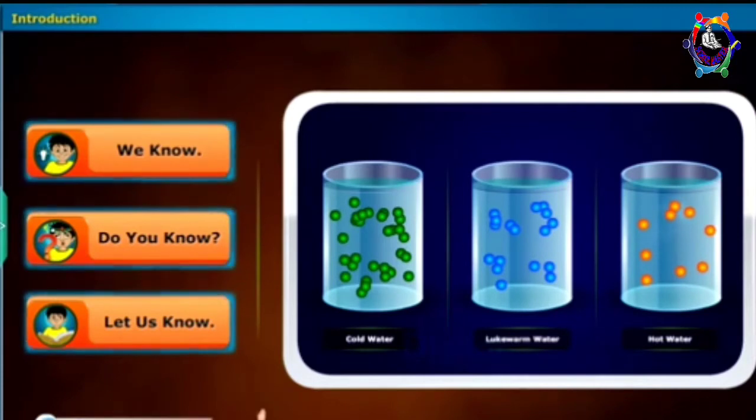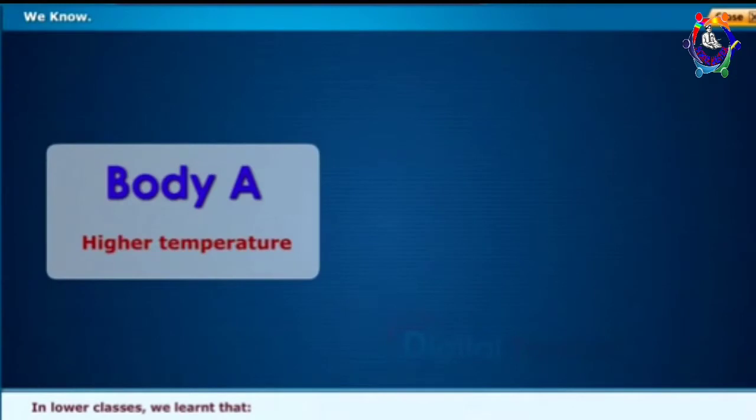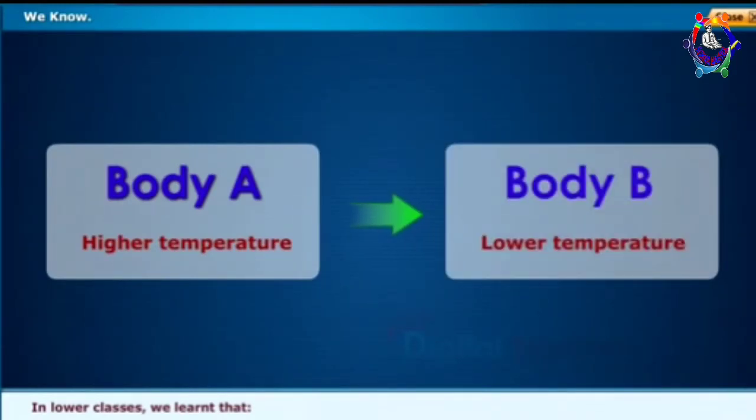Introduction. Click each tab to know more. In lower classes, we learned that heat is a form of energy in transit, flowing from a body at higher temperature to a body at lower temperature.